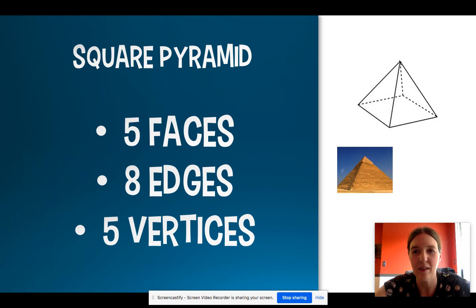We can count the lines made by those faces meeting. So it has 4 edges. Those lines are edges coming down from the point, and it has 4 edges going around the base for a total of 8 edges. And we can also count the vertices. So it has 1 corner up at the top and 4 around the base for a total of 5 vertices.